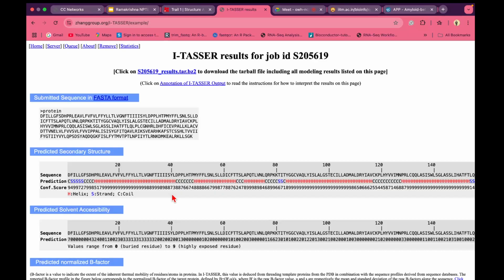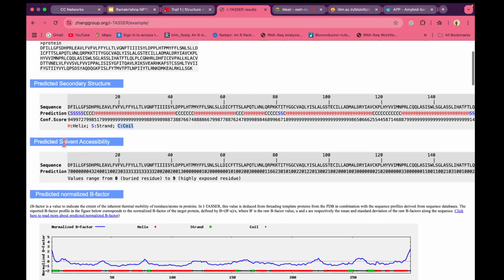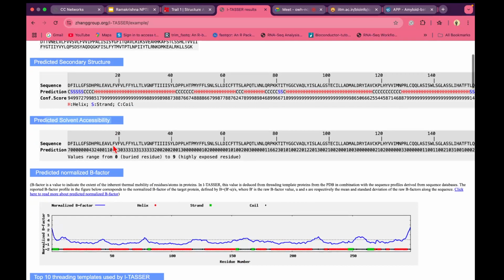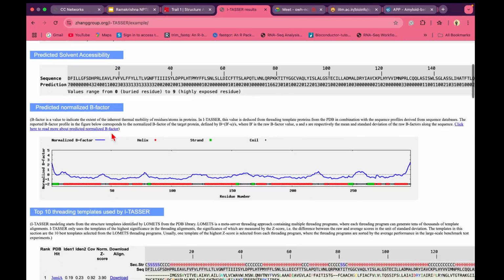First the result page shows the sequence submitted. So this is the sequence submitted. Then it assigns the predicted secondary structure for our input sequence. Secondary structure annotations have been done along with the confidence score. In the secondary structure annotations, H is for helix, S is for beta strand, and C is for coil. Then it does predicted solvent accessibility. The predicted solvent accessibility values range from 0 to 9. 0 stands for a buried residue and 9 stands for a highly exposed residue. Then we have the predicted normalized B factor as well.